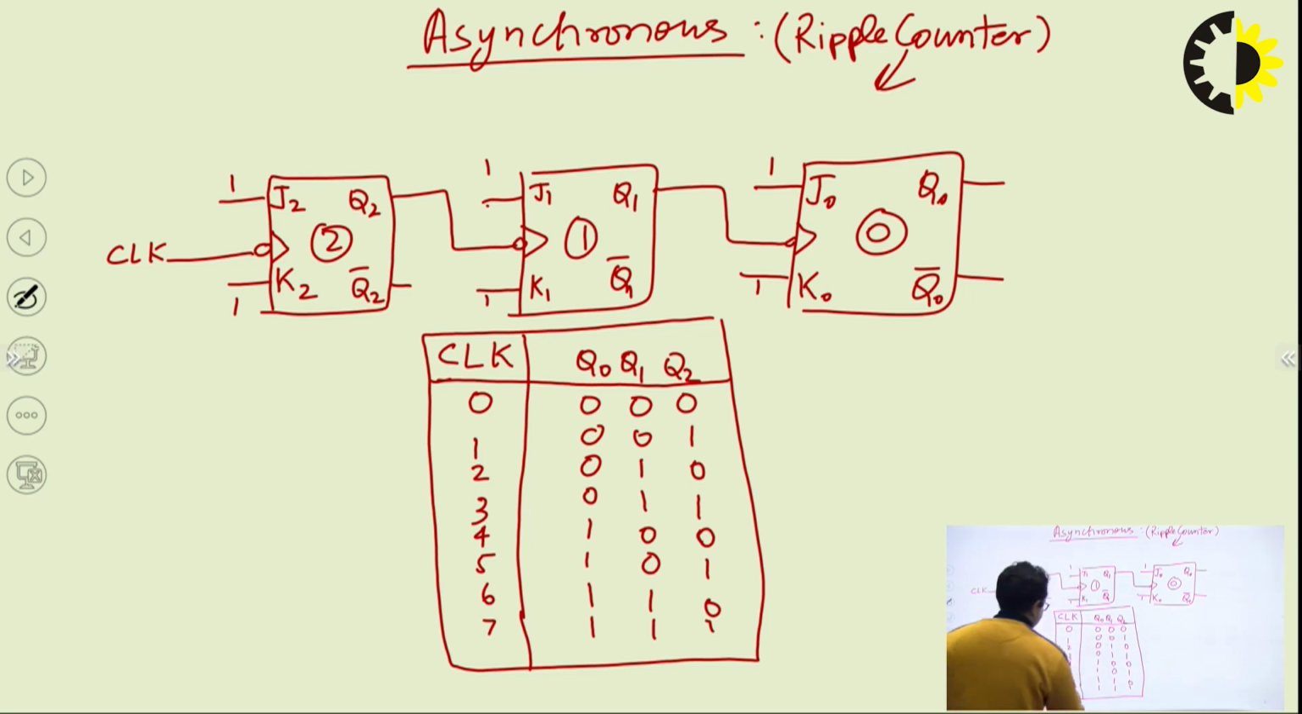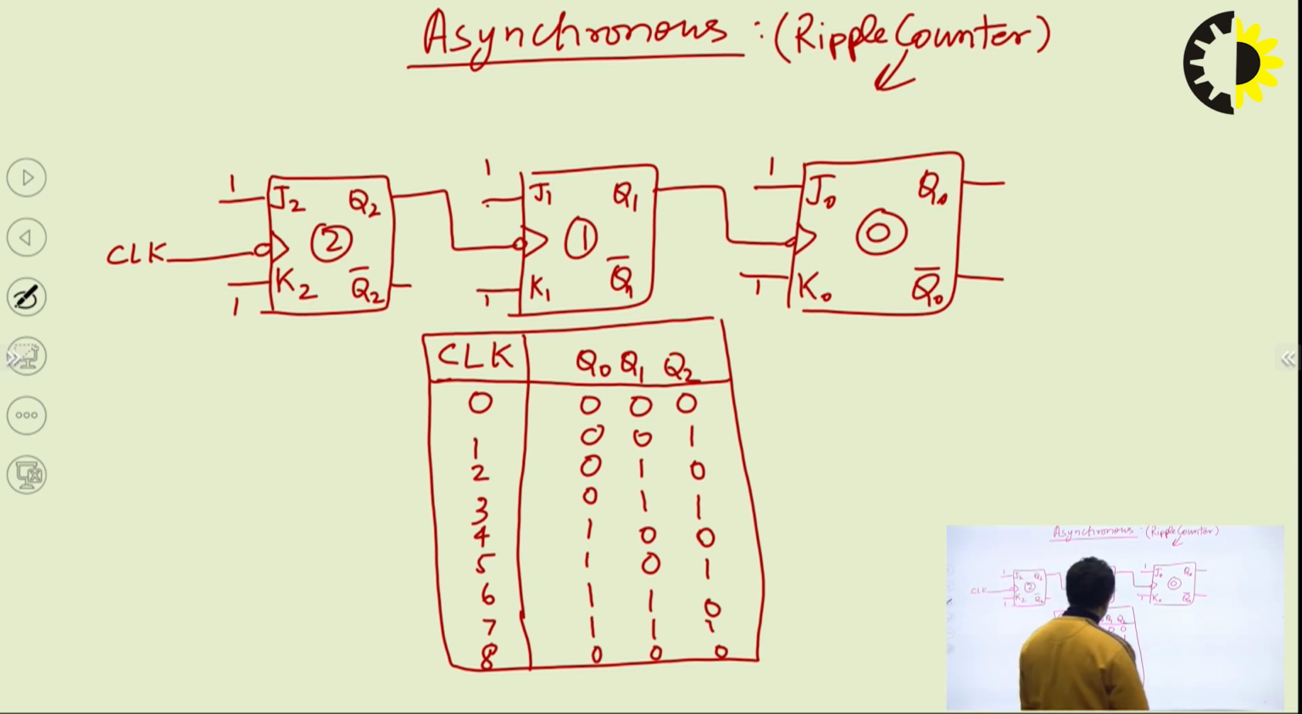Now on the application of the 8th clock pulse, let's see what is happening. In this case flip-flop 2 is again going to toggle the value, changing from 1 to 0. Now there is a transition from 1 to 0, so flip-flop 1 will also react and toggle its value, changing to 0. Again flip-flop 0 is seeing a transition from 1 to 0, so it will also toggle its value, changing from 1 to 0.